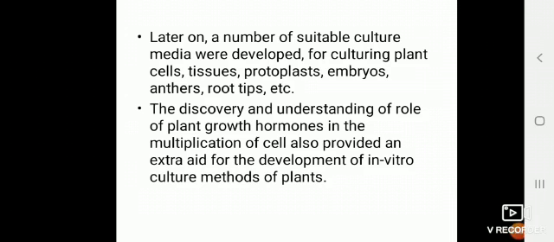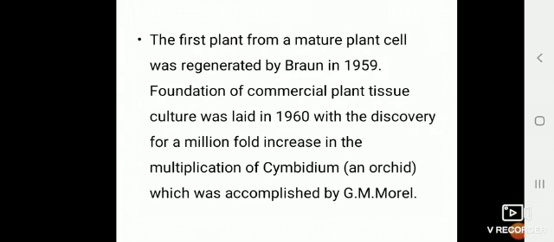The discovery and understanding of the role of plant growth hormones in the multiplication of cells also provided extra aid for the development of in vitro culture methods of plants. The first plant from a mature plant cell was regenerated by Baron in the year 1959. The foundation of commercial plant tissue culture was aided in 1960 with the discovery of a million-fold increase in the multiplication of Cymbidium, which was accomplished by Morel.